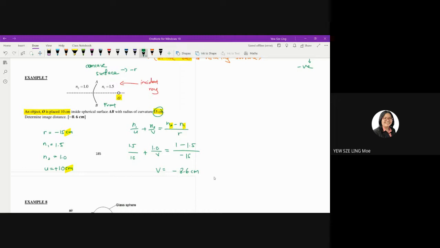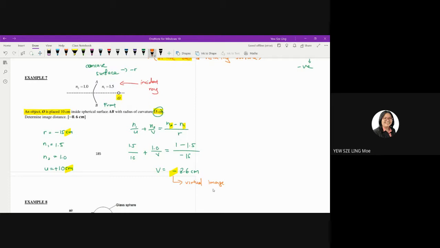Negative 8.6 cm. So how am I going to describe the position then? You look at the sign convention. You have a negative sign right here. What does this negative sign mean? It means that now you have a virtual image. So if the image is virtual in a refracting surface, then where should it be, in front of or behind the refracting surface?